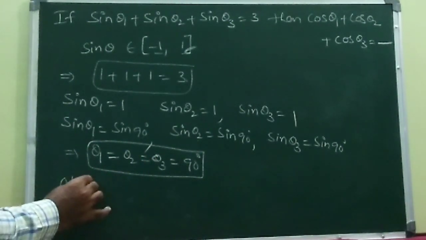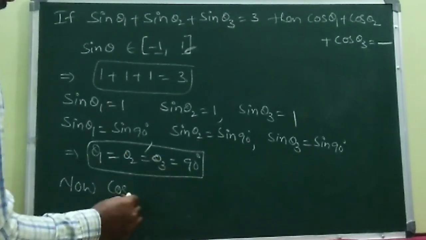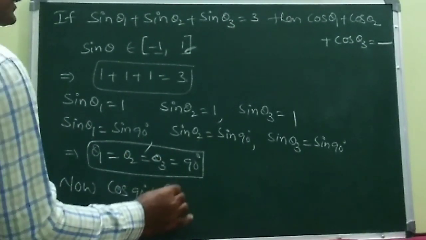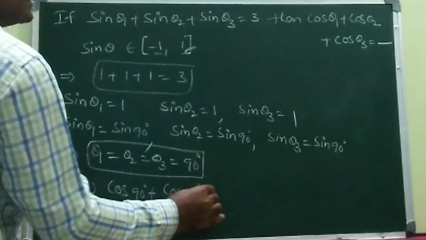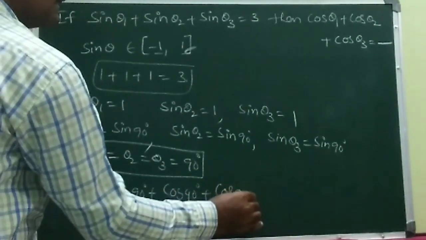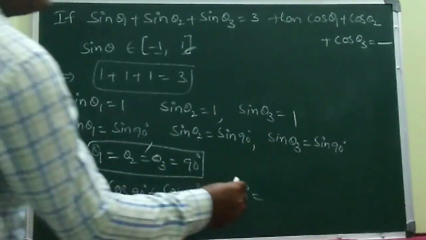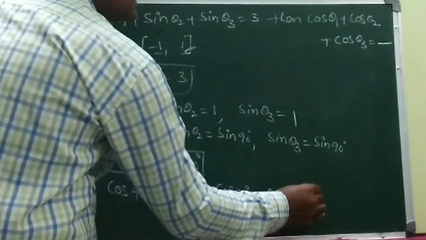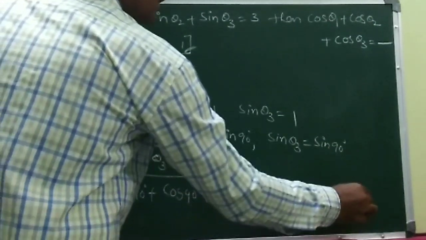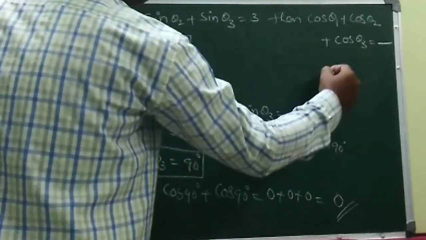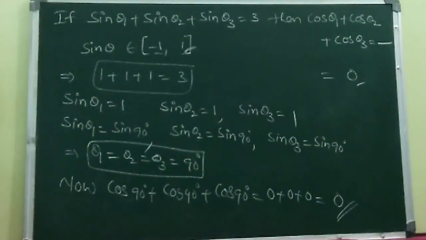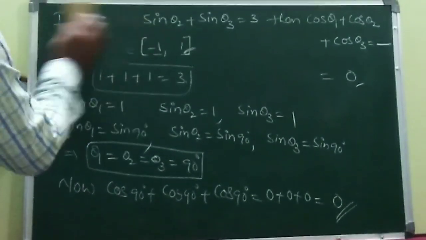Now we want cos theta 1, which is cos 90, plus cos theta 2, which is also cos 90, plus cos theta 3, which is also cos 90. The value of cos 90 is nothing but 0. Hence 0 plus 0 plus 0 equals 0. The answer is 0.